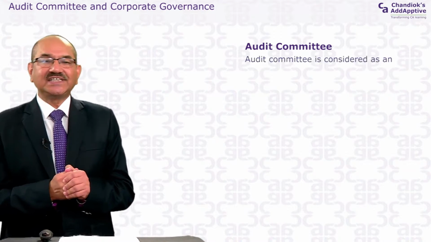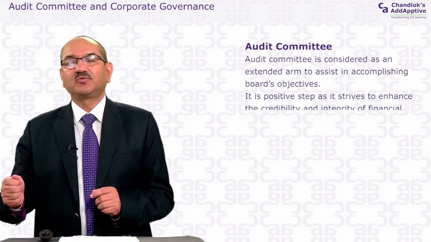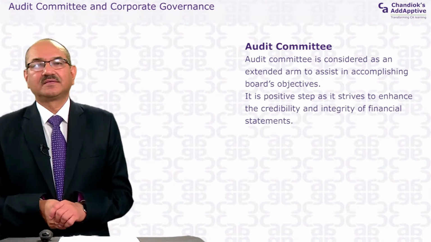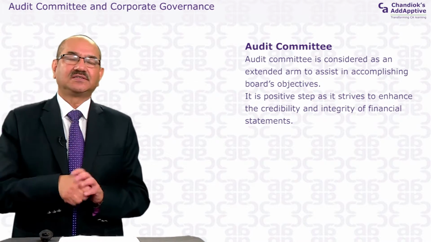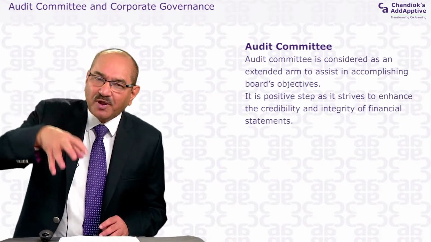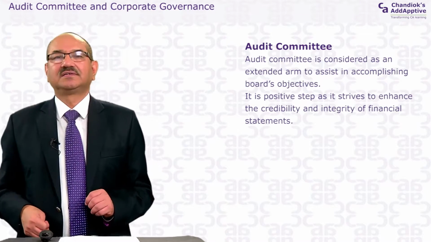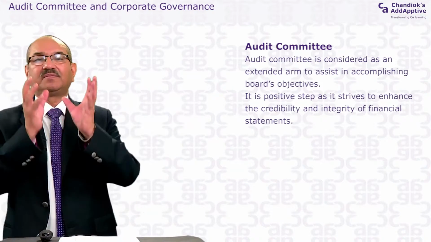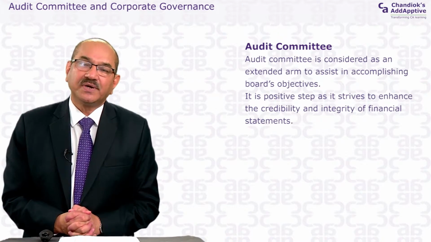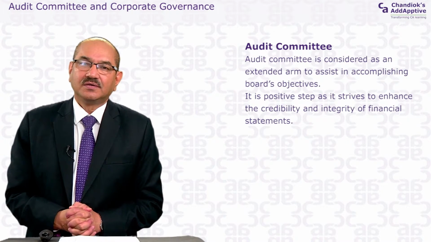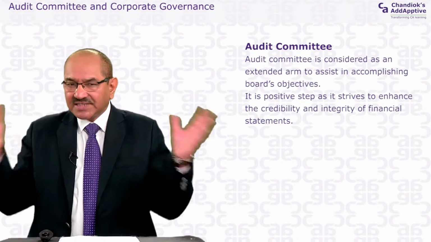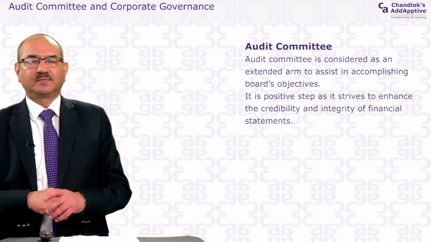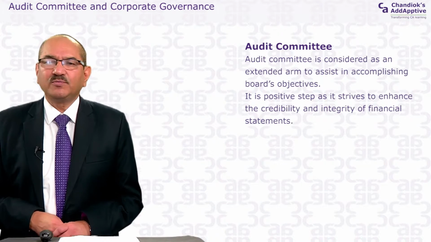Audit committee is considered an extended arm to assist whom? The Board of Directors. Board of Directors is responsible for the governance. Board of Directors is overall responsible for governance of the company. And it cannot govern each and every thing itself because there are so many technical issues there. So what does the Board of Directors do?